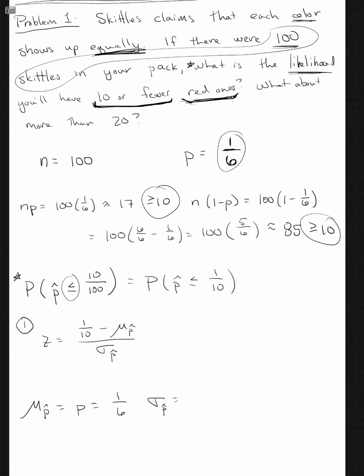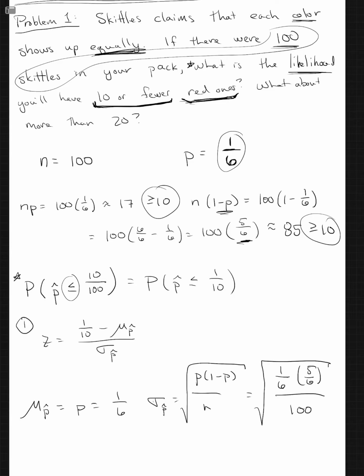Sigma p hat is the square root of p times 1 minus p all over n. So in our case, that's the square root of 1/6 times, and we already figured out that 1 minus p was 5/6 when we did this above. That's another thing about doing these problems: it looks like there's a lot of algebra, but a lot of times once you've done a little bit of algebra for the first part, finding 1 minus p is 5/6, we can use that later.